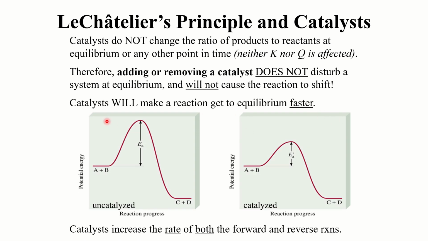to shift. Remember from our kinetics lecture, lecture 9, catalysts will make a reaction get to equilibrium faster. They increase the rate of both the forward and the reverse reactions, but they do not disturb the equilibrium. They do not cause a reaction to shift. They simply help the reaction get to that equilibrium faster.